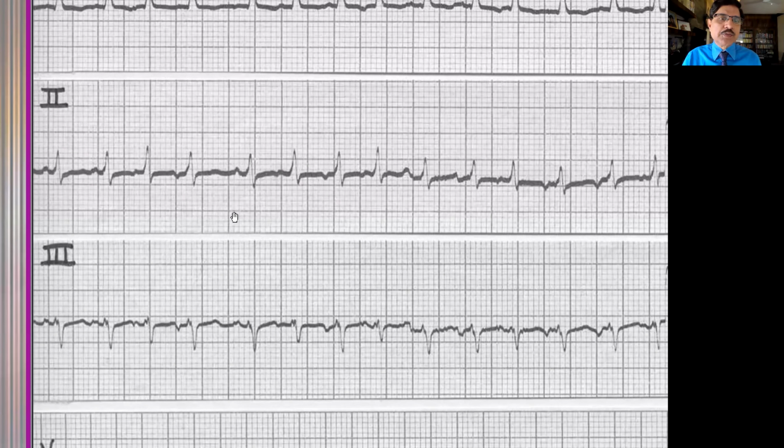Because it is coming from this direction, it will not go back in this direction. Instead, it will go into this channel, and that channel perpetuates like that. This is the electrically active AV node, and that is the re-entrant. That's why it is called AV nodal re-entrant tachycardia.